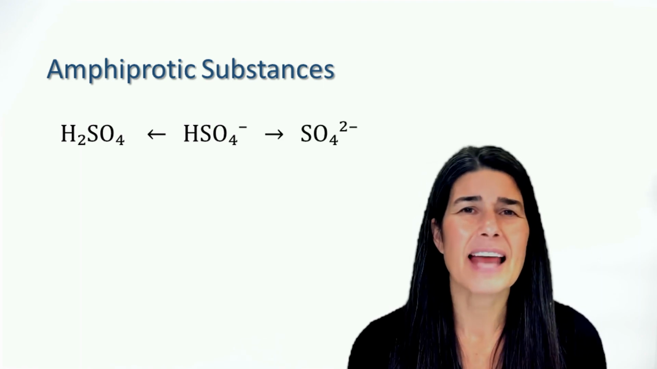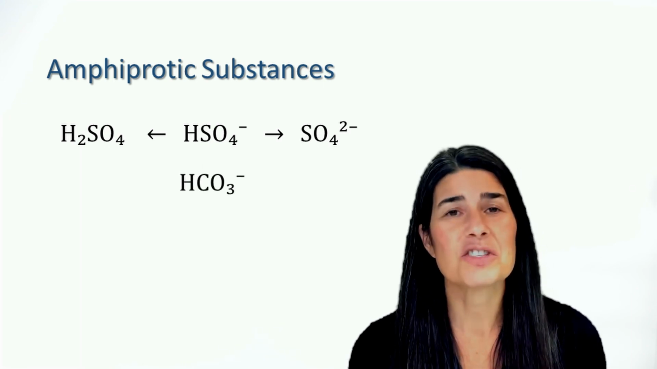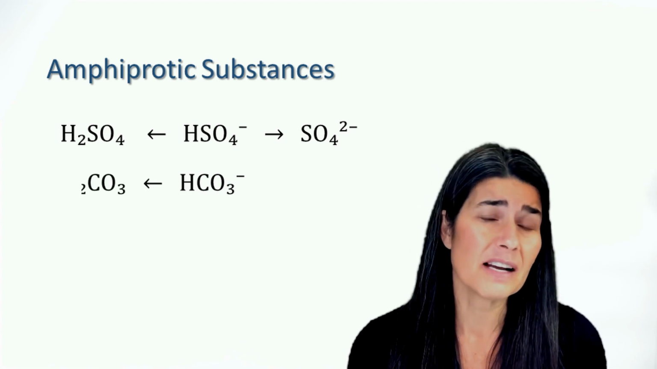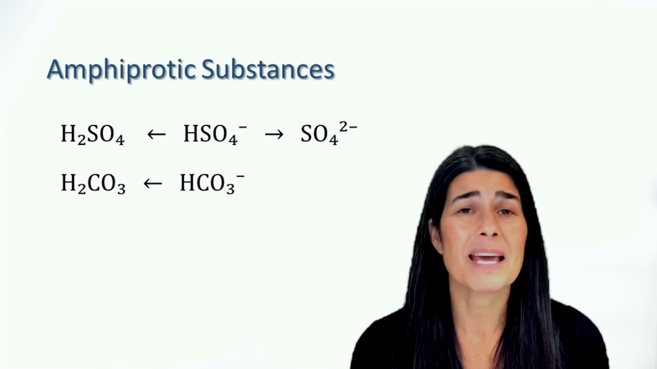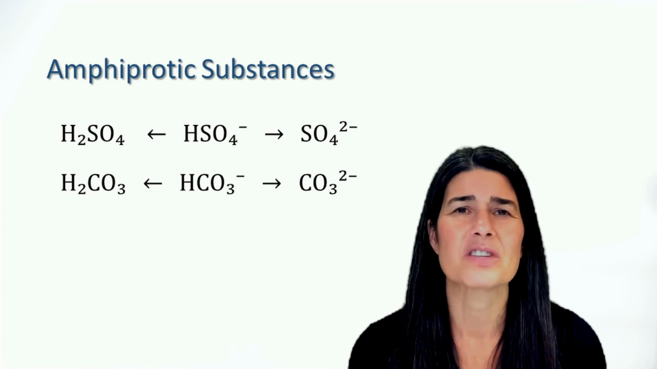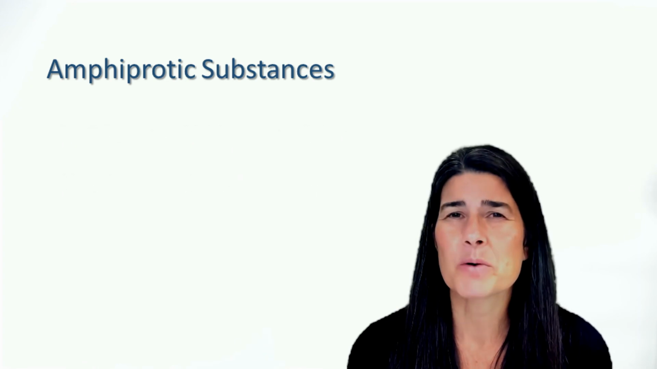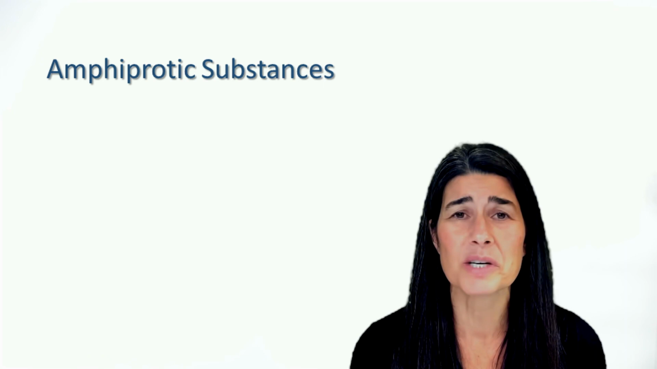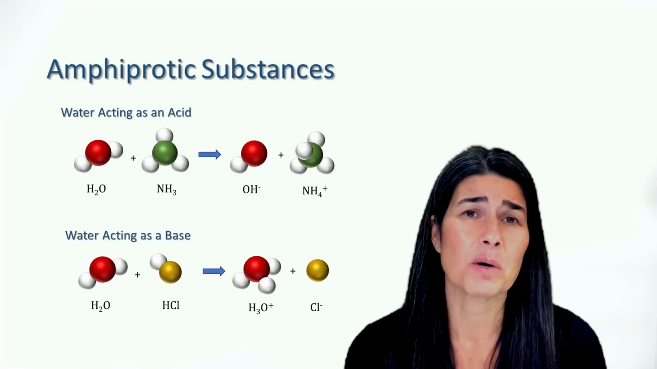The same thing can happen with the bicarbonate ion, HCO3-. HCO3- can accept an H+ to make H2CO3, carbonic acid. It can also donate an H+ to make the carbonate ion, CO3 2-. Those are good examples of amphiprotic substances. But perhaps the best and most important amphiprotic substance that you'll encounter in acid-base chemistry is water. Water is an amazing amphiprotic substance.